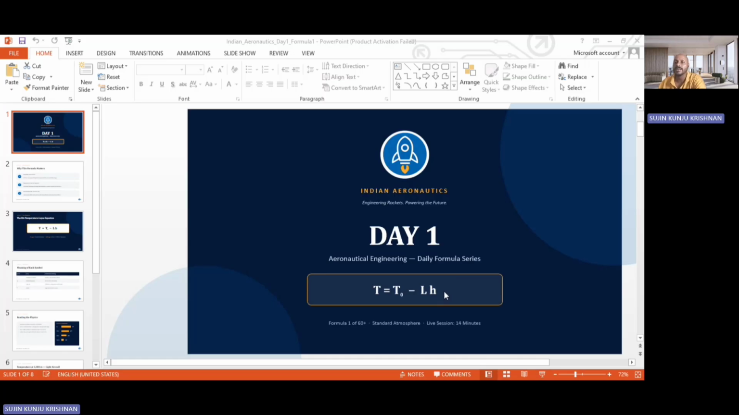It's measured in Kelvin. T0 is the sea level temperature, and under the International Standard Atmosphere that's fixed at 288.15 Kelvin, which is 15 degrees Celsius. That's our starting point, like sea level room temperature for the atmosphere. L is the lapse rate, a fixed constant, 0.0065 Kelvin per meter. Think of it as the cooling speed of the atmosphere as you climb, and H is simply how many meters above sea level you are.